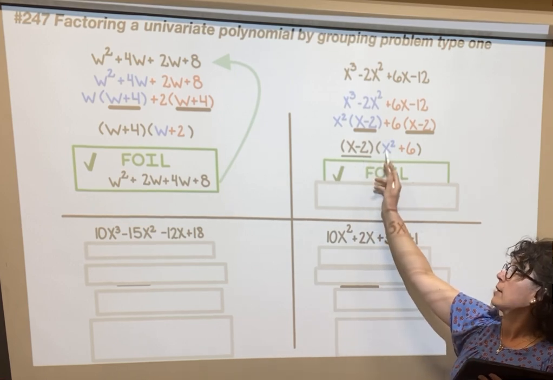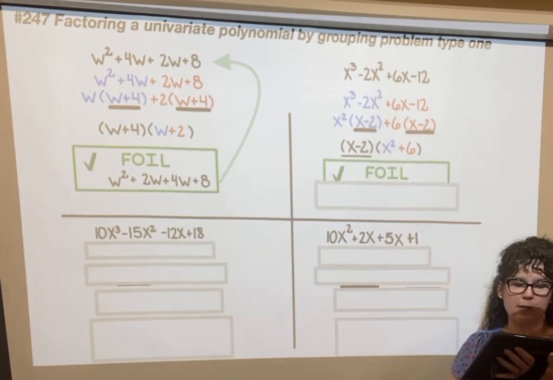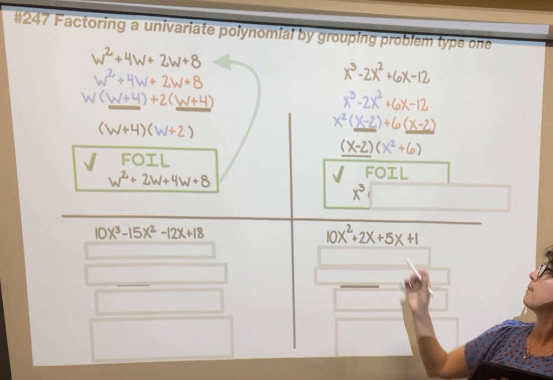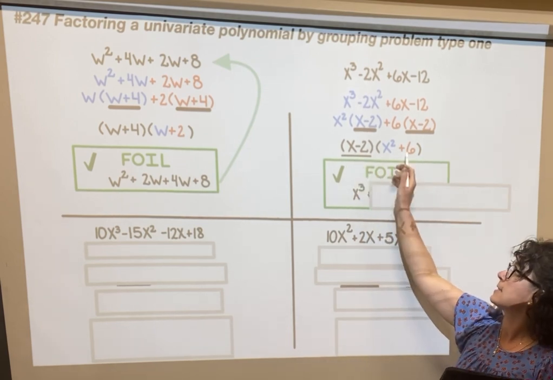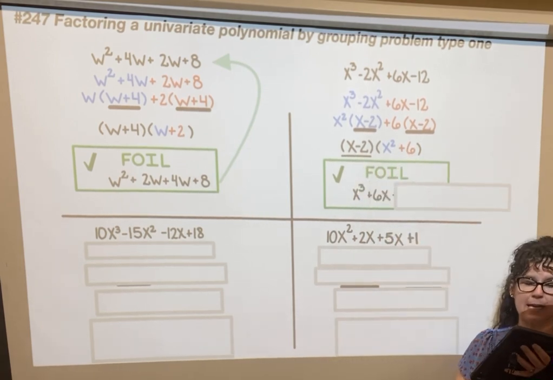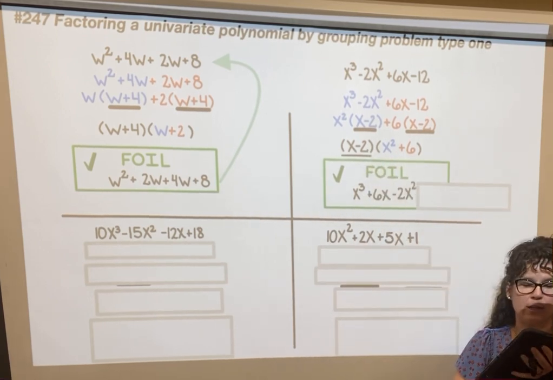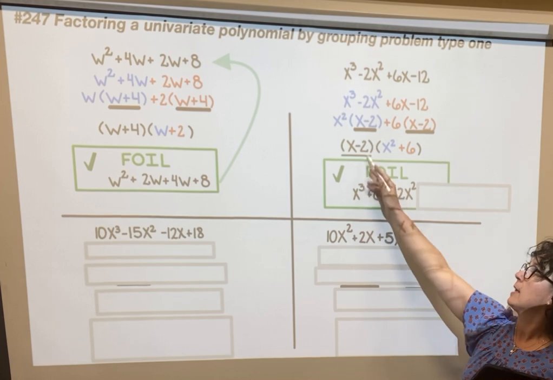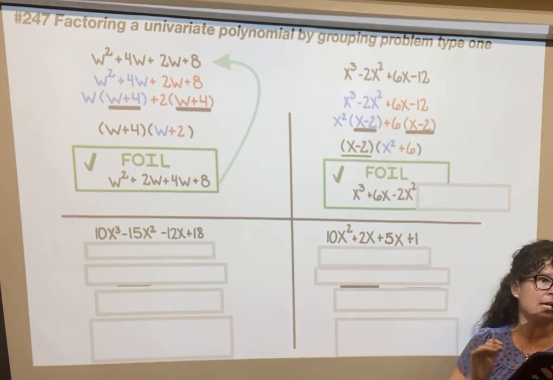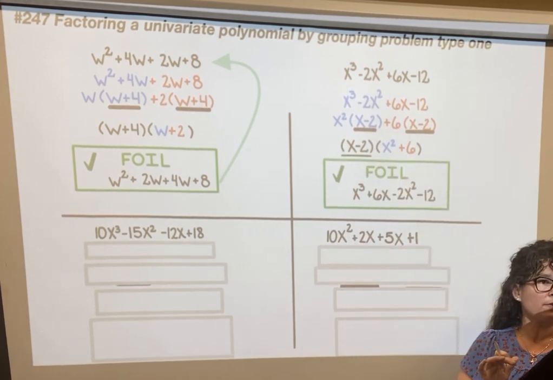So x times x squared is x to the third. Outside, x times 6 is 6x. Inside, negative 2 times x squared, negative 2x squared. And then last, negative 2 times 6 is negative 12.